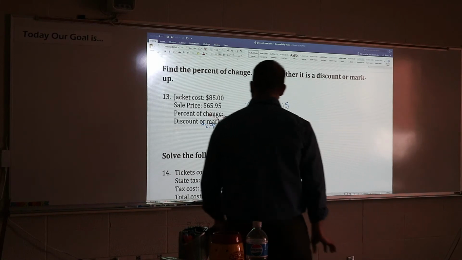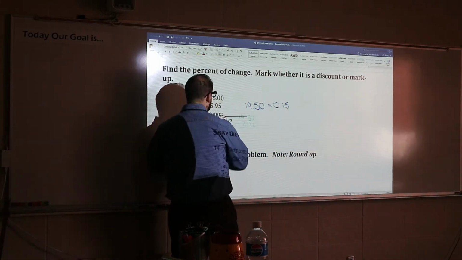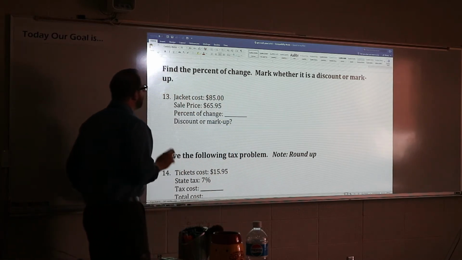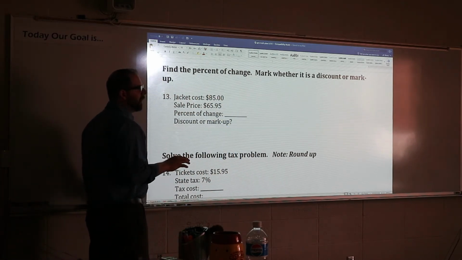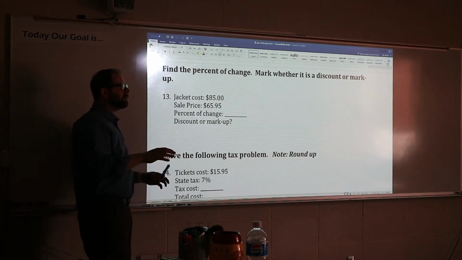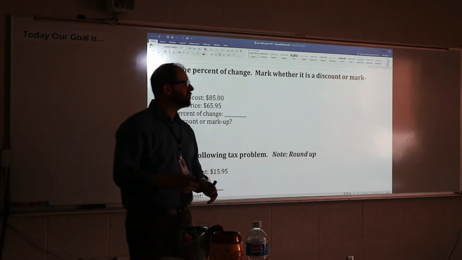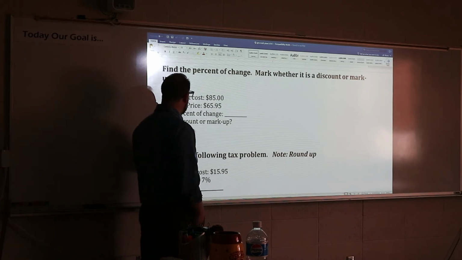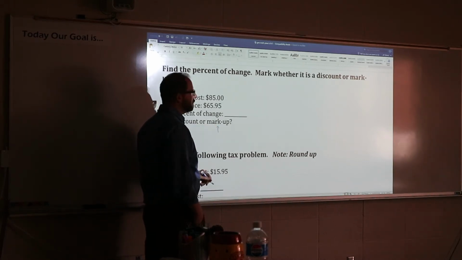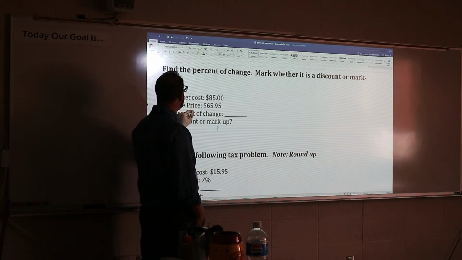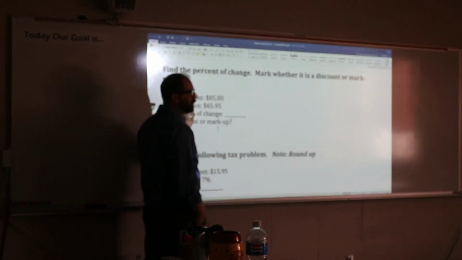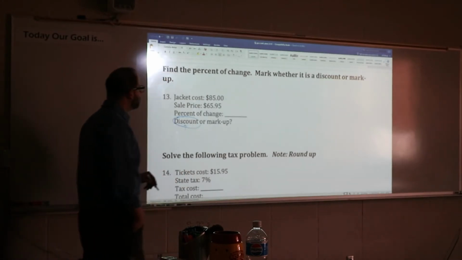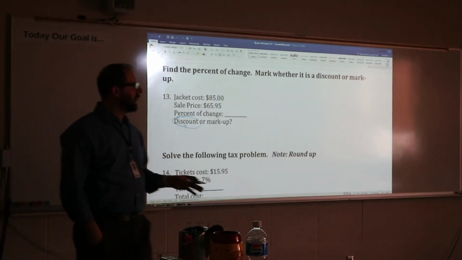All right, 13. Here we go. This problem I'm going to do for you. A jacket costs you 85 bucks. The sale price is $65.95. Here's my question: was it discounted or did it go up in price? It was 85, now it's 65. It was discounted. Okay, so circle discount. Literally circle the word discount. You already got a point for doing that. You know it's a discount.